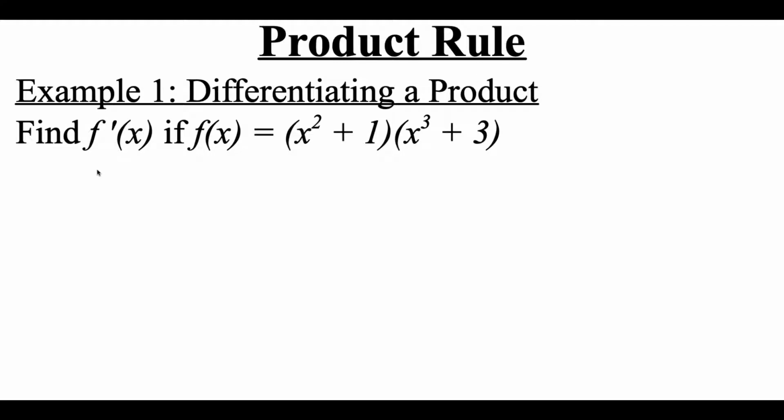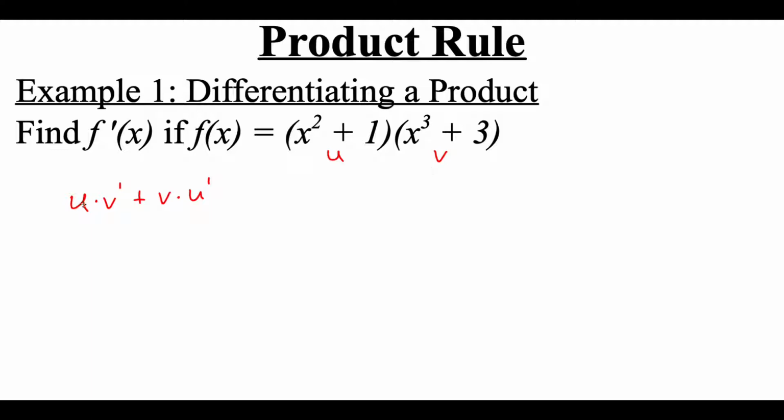So in this example, we're going to find the derivative for our function f if our f of x function is x squared plus 1 times x cubed plus 3. So in our function, we're multiplying together two separate polynomials. This is our u function, this is our v function. If we want to differentiate this, the way that product rule works is it said take u times the derivative of v, but then add on v times the derivative of u.